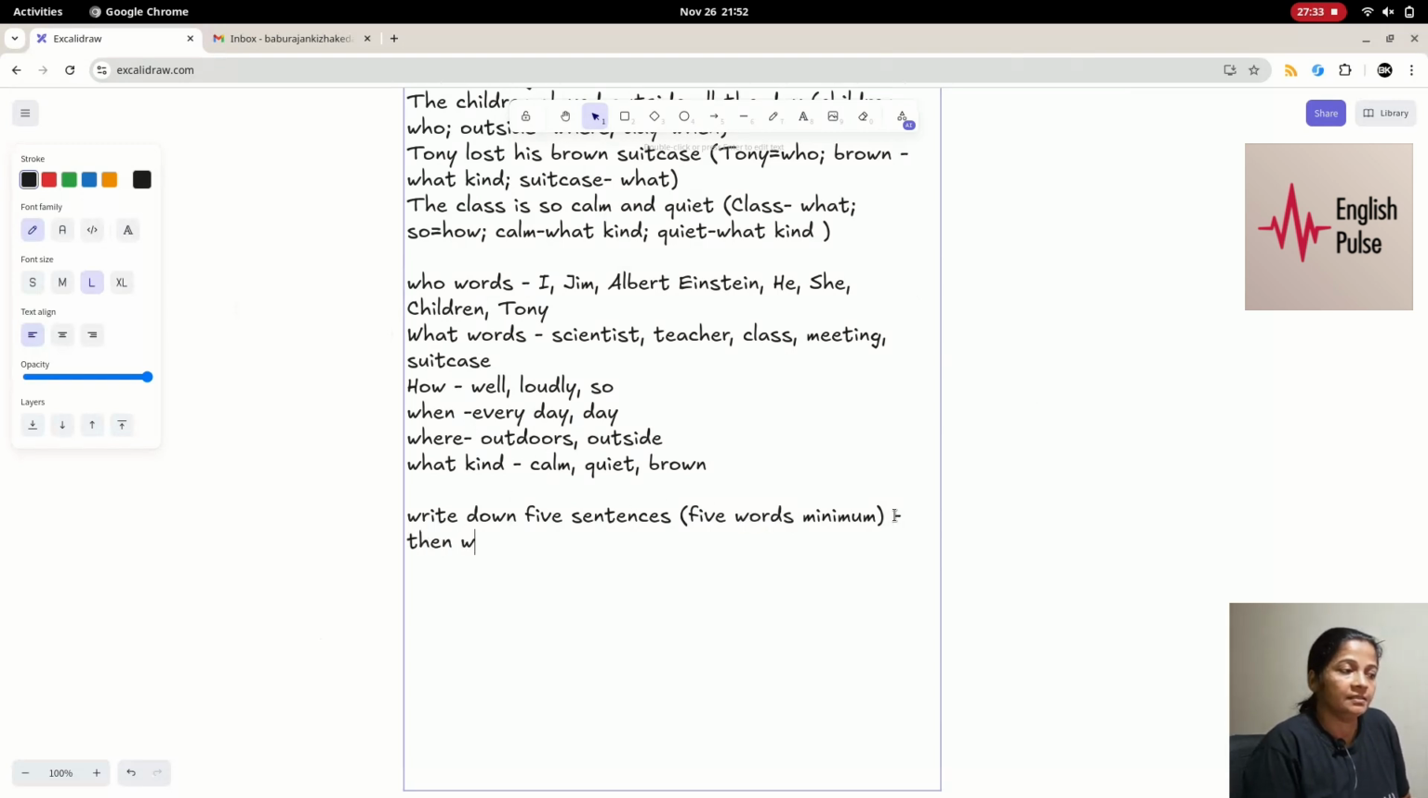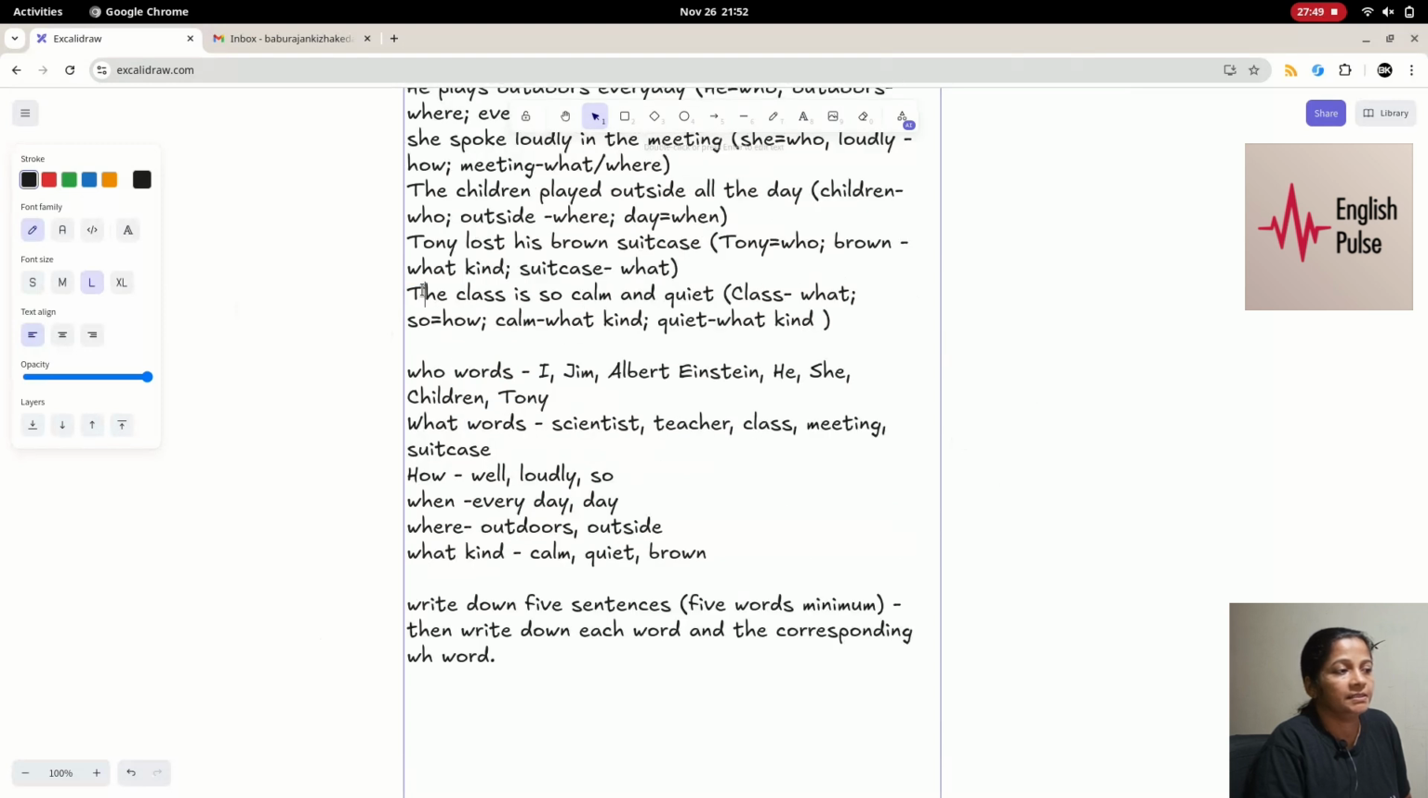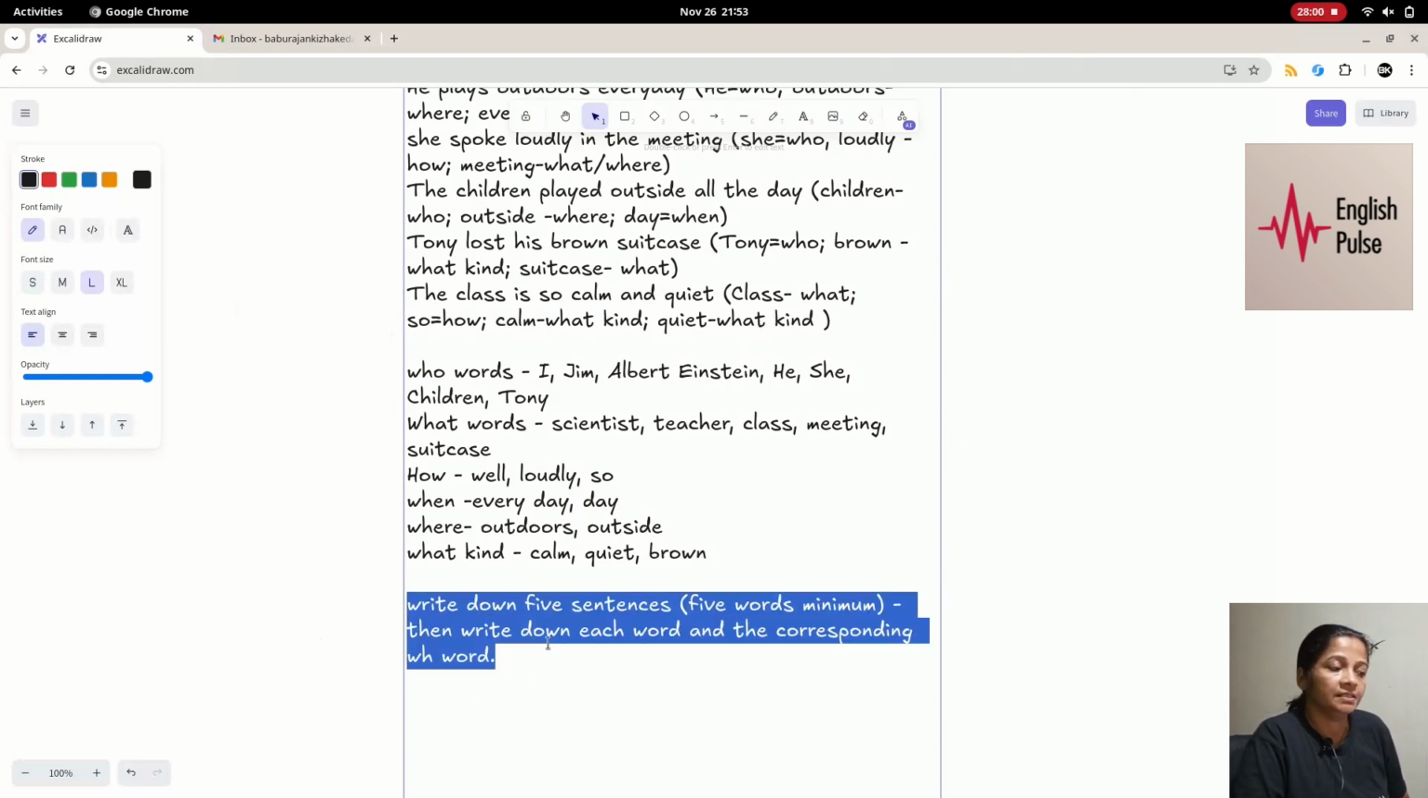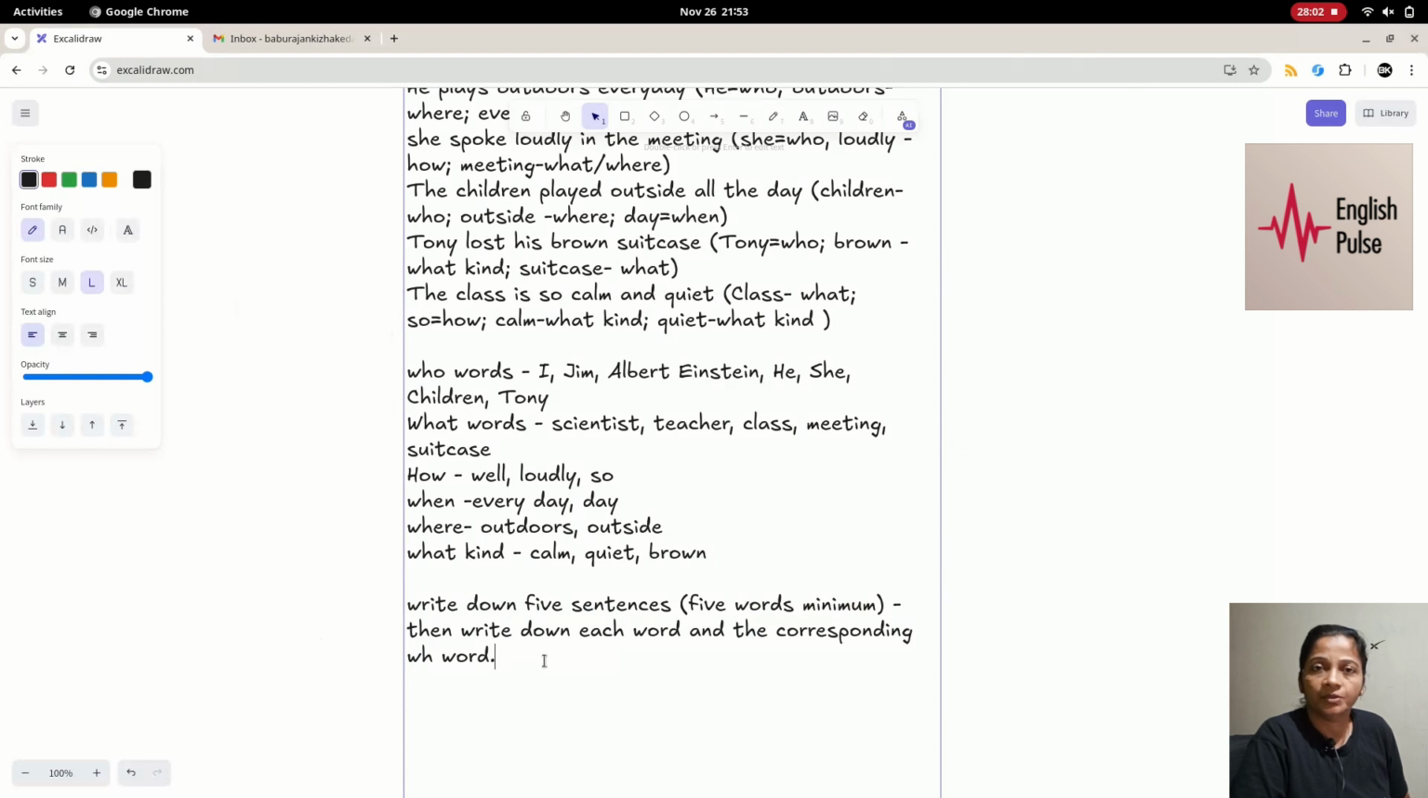Then write down each word and the corresponding WH word, like this. I said an example: the class is so calm and quiet. Class, what? So, how? Calm, what kind? Quiet, what kind? Like this, you have to write down 5 sentences, then write the corresponding WH word.